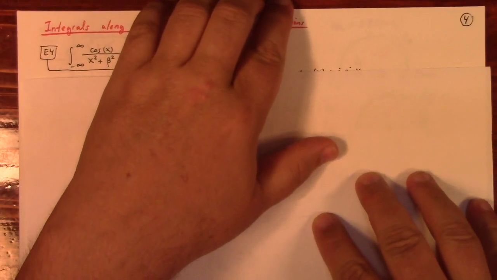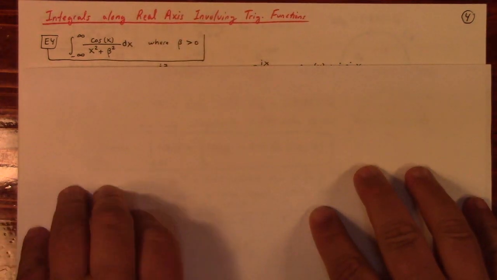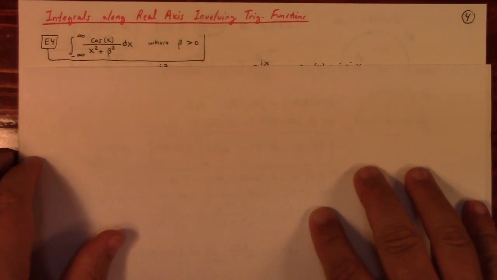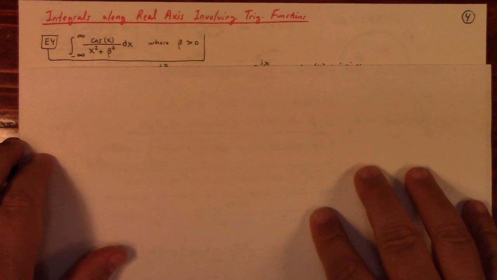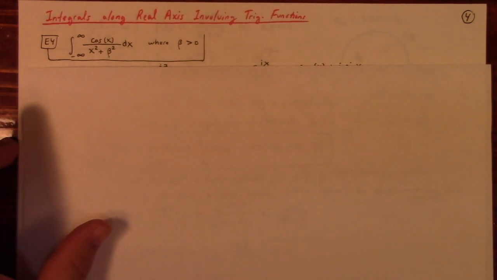Example 4. Here we go. Now we're going to look at integrals along the real axis involving trig functions. So here I face the integral from minus infinity to infinity of cosine x over x squared plus beta squared, where beta is a real positive constant.